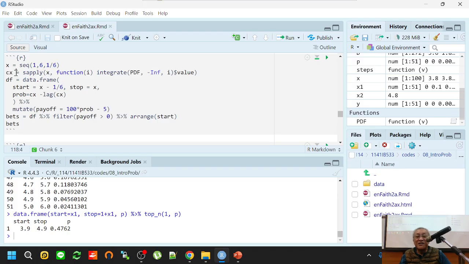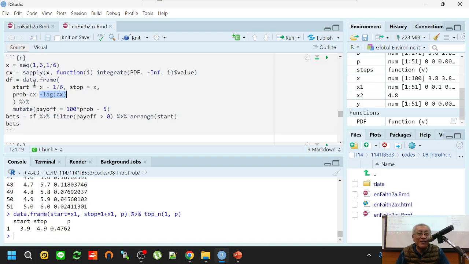So in cx, I have the probability from the left tail to every boundary value. Next, as you can see, I build a data frame. The start time is x minus 1/6. And the probability is cx minus lag cx.